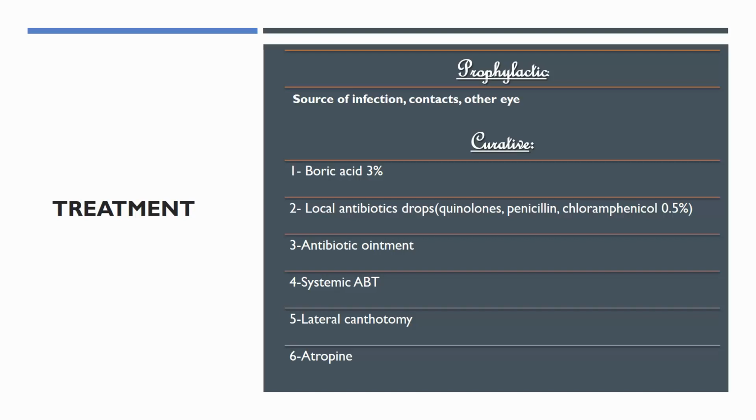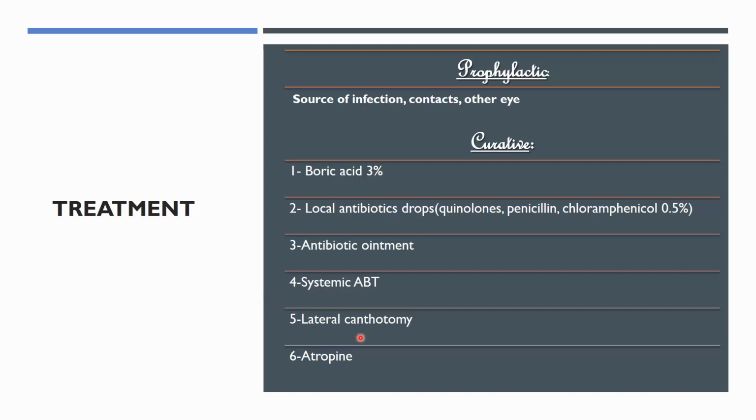What is the treatment? There is prophylactic treatment and curative treatment. Prophylaxis means that you treat the source of infection, the contacts, and the other eye, and all the hygiene habits. For the curative treatment, we can use boric acid 3% to remove all discharge. There are local antibiotics; we can use any type of broad spectrum antibiotic. Also, we instruct the patient to apply antibiotic ointment at bedtime. We can use systemic antibiotics if there is systemic involvement.